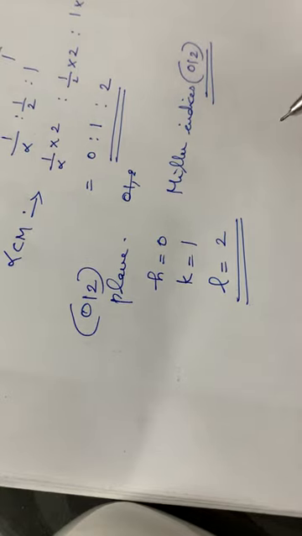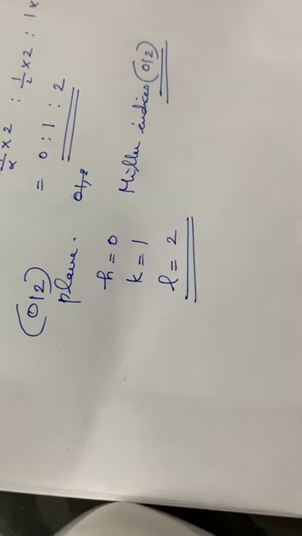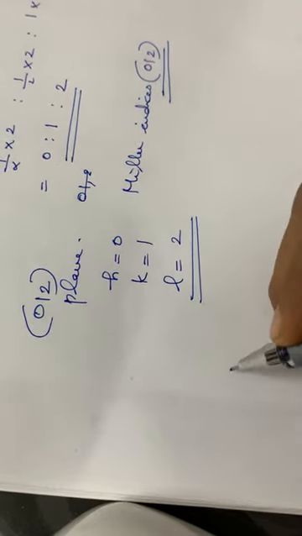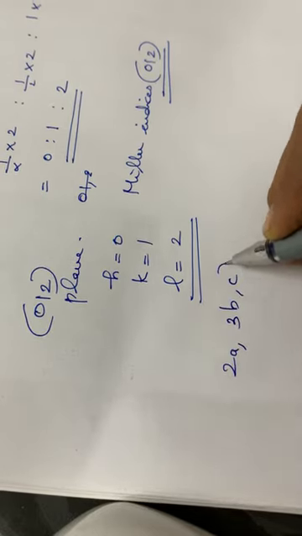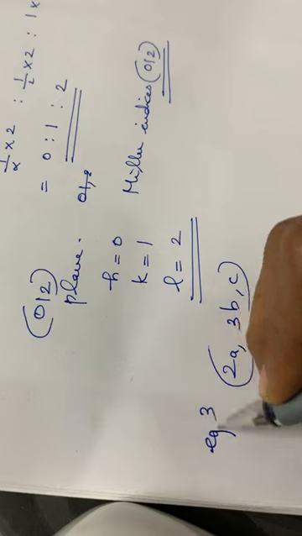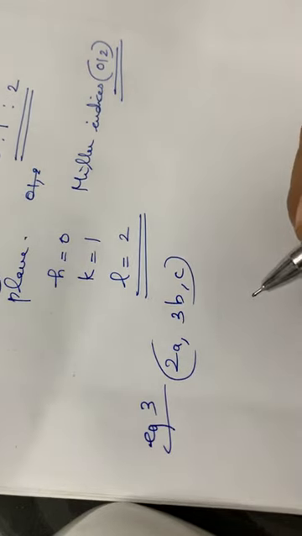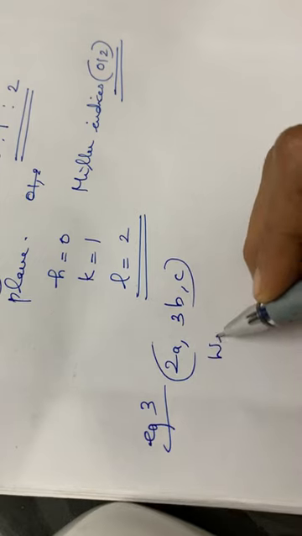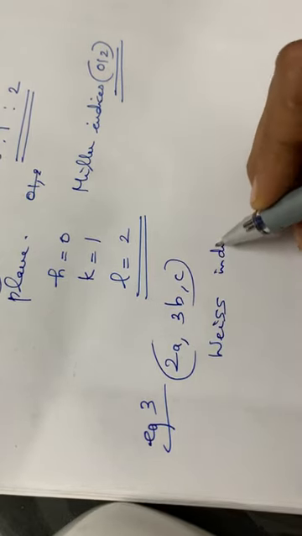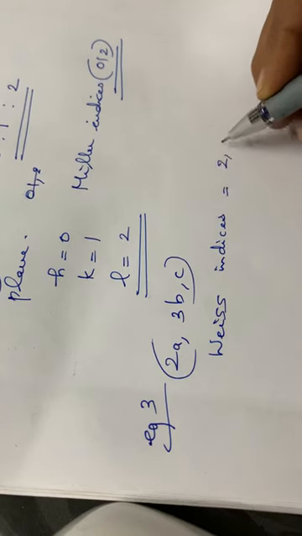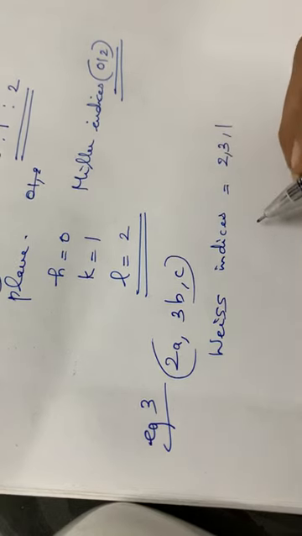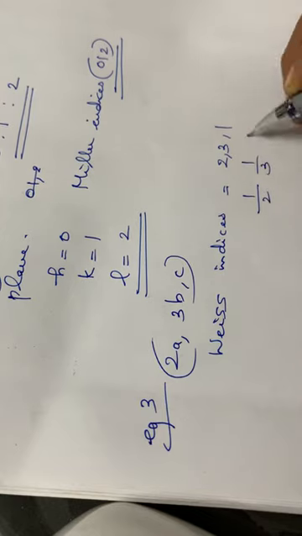Then again, we have to go through some of the examples given in your textbook also. See, for example, another example, 2A, 3B and C, another plane. Example 3, 2A, 3B and C. So here for 2A, 3B and C, what is the Weiss indices? That is equal to 2, 3, 1, isn't it? That is the Weiss index. Then taking reciprocals, it will be 1 by 2, 1 by 3 and 1.